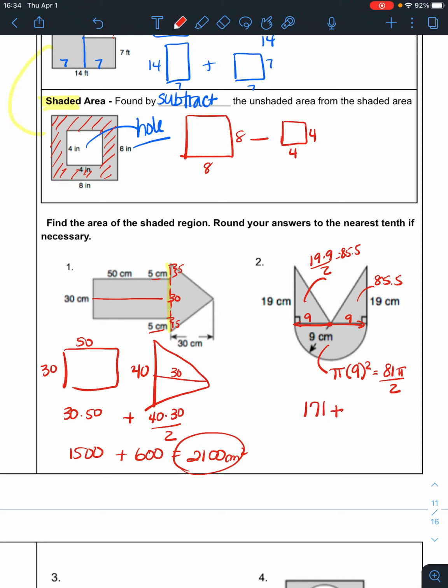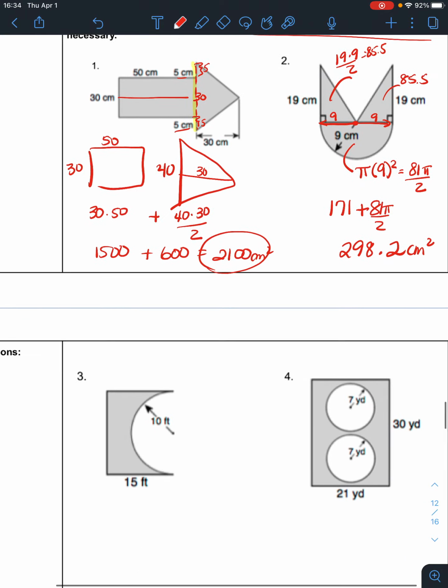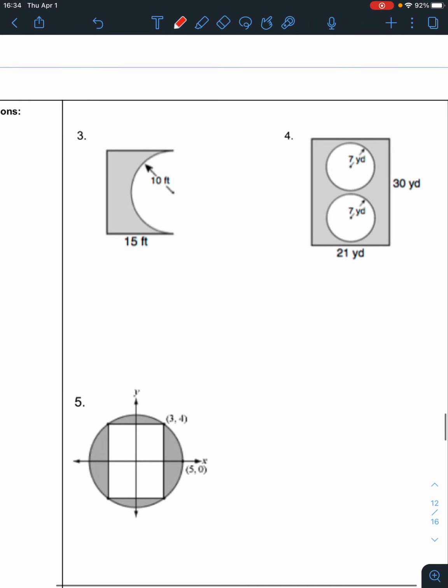So we could do 171 plus 81 pi halves if we wanted to leave it exact, but if we want to find our approximate, and it says round your answer to the nearest tenth, which means use pi, 298.2, and round to the nearest tenth, 0.2, and that would be centimeters squared.